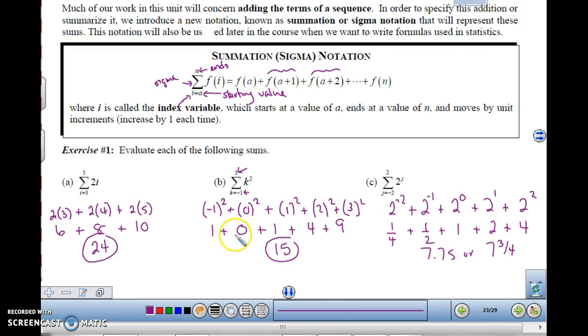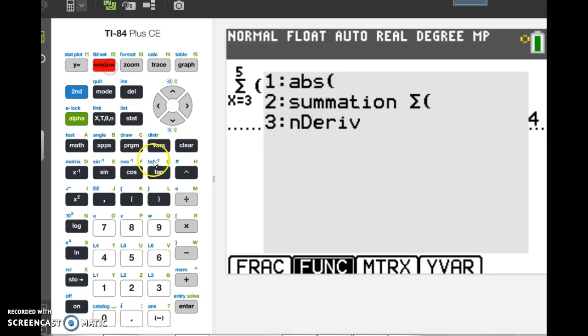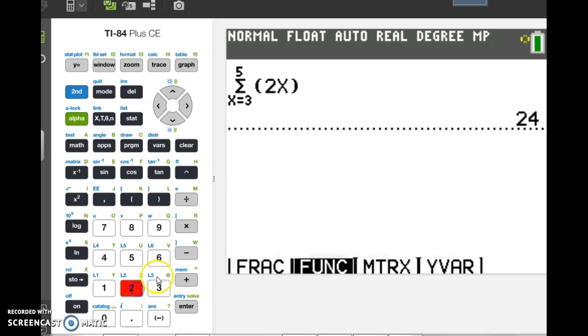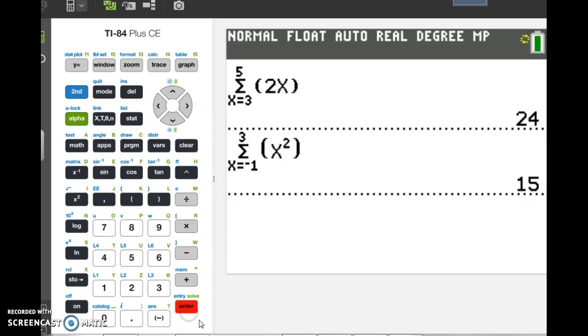The second one was from k equals -1 to 3. We're just going to use x instead of k. So alpha window key, I'm going to use the summation, number 2. It was x equals -1, or k equals -1, and then to 3 of k squared, so this is going to be x squared. Enter, and that was 15. It worked, 15. Okay, let's do one more.